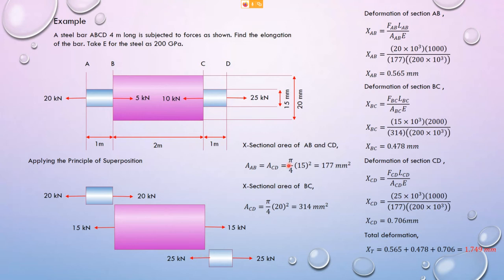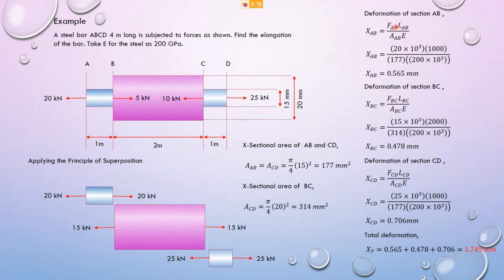Then what we need to do is find out the area of each section first, in millimeter square. Up to you, you can convert it to meter square, or you can leave it in millimeter square. Then we find out the deformation of each section, AB, BC, and CD.